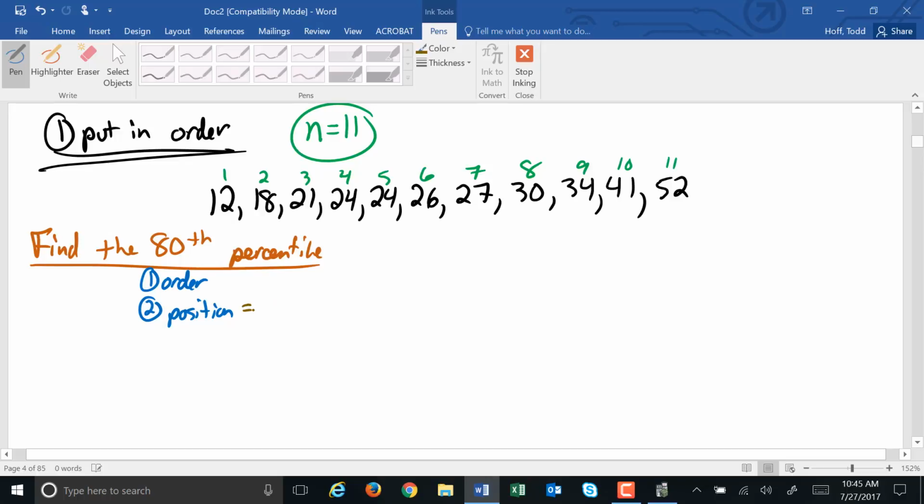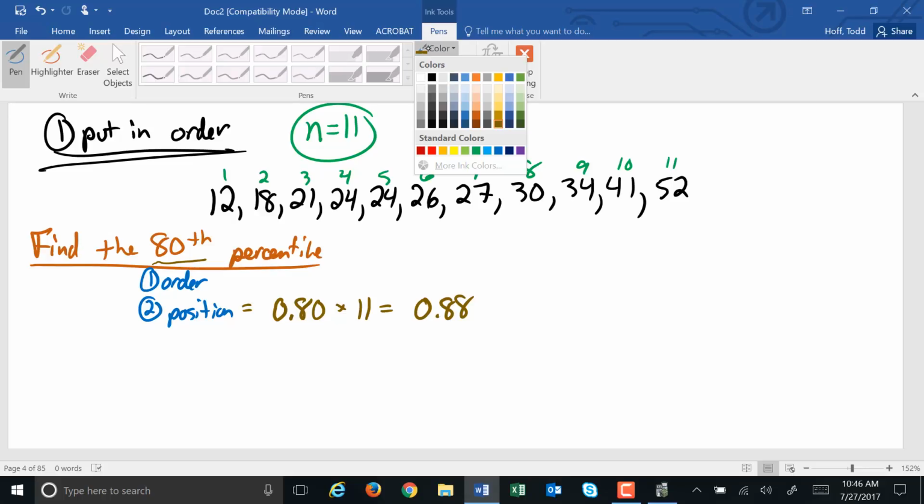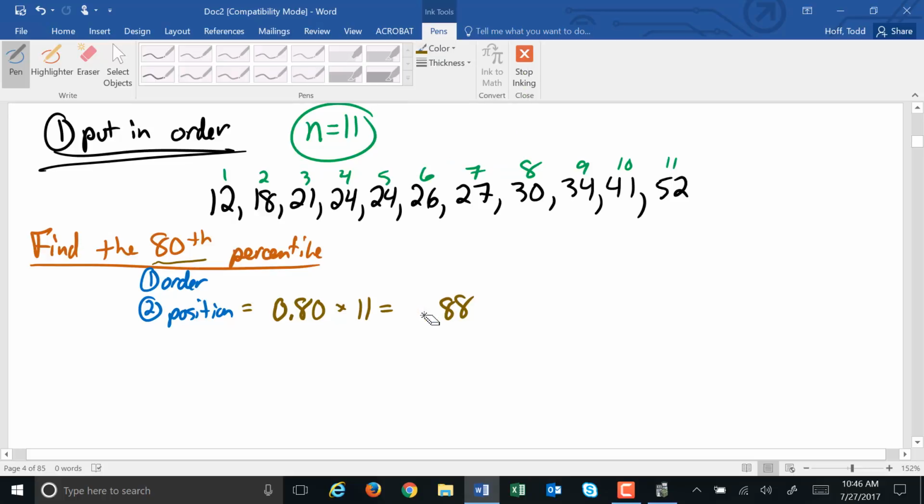For the median, we did 1/2 or 0.5 times n to find the position. The 1/2 was because it has to be in the middle. Half of the data is smaller than it, half is larger. Here, how much of the data is going to be smaller? 80th percentile means 80%. That is 0.8 or 0.80 times 11, times n. That is 0.88. Sorry, that's wrong. That is 8.8. That's what we get.